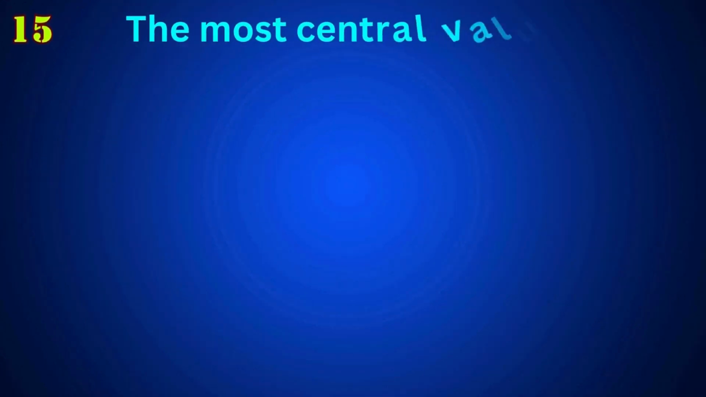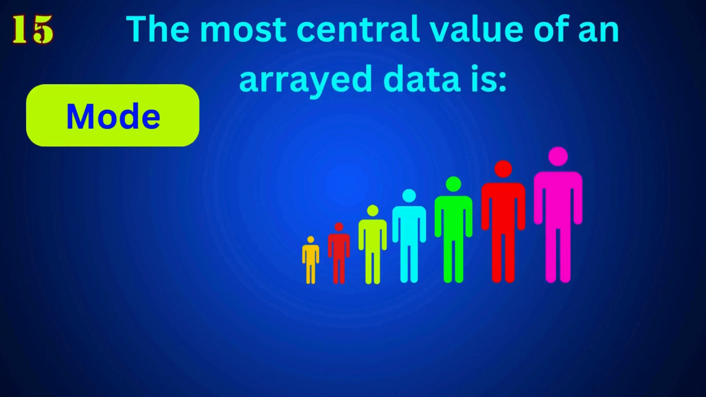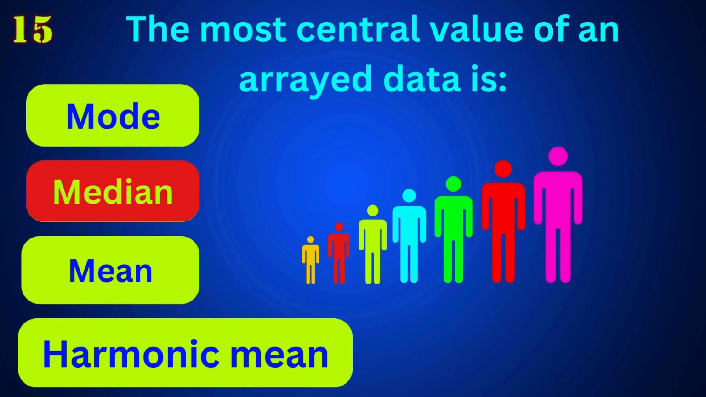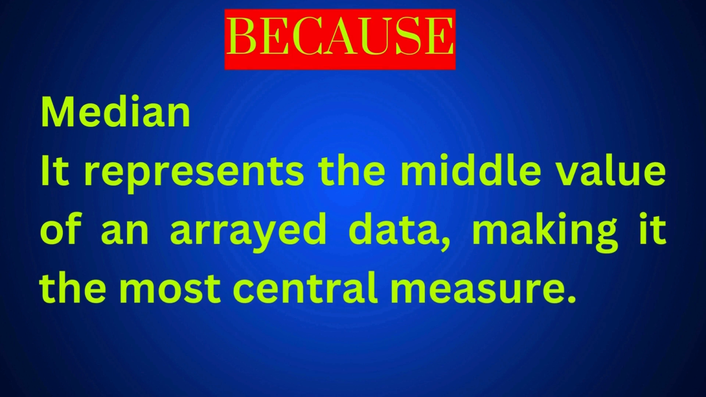The most central value of an arrayed data is. Options are mode, median, mean, harmonic mean. Right option is: median, because it represents the middle value of an arrayed data, making it the most central measure.